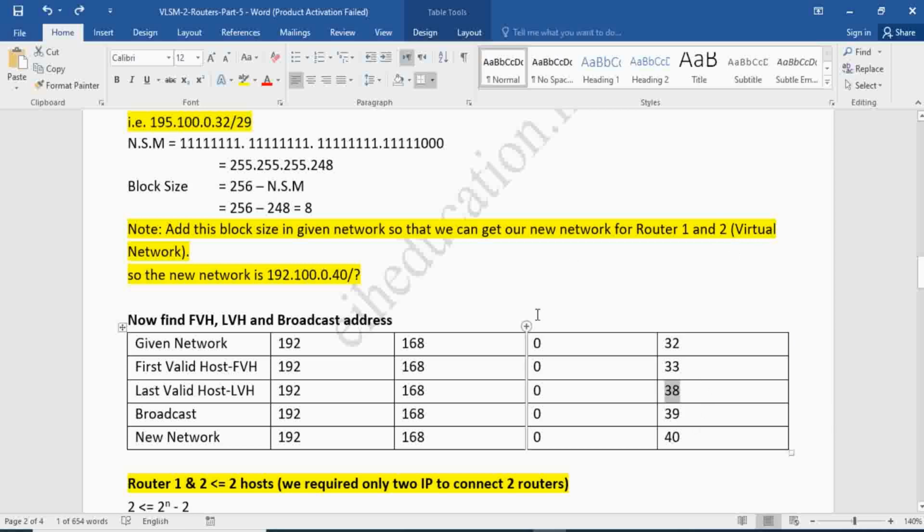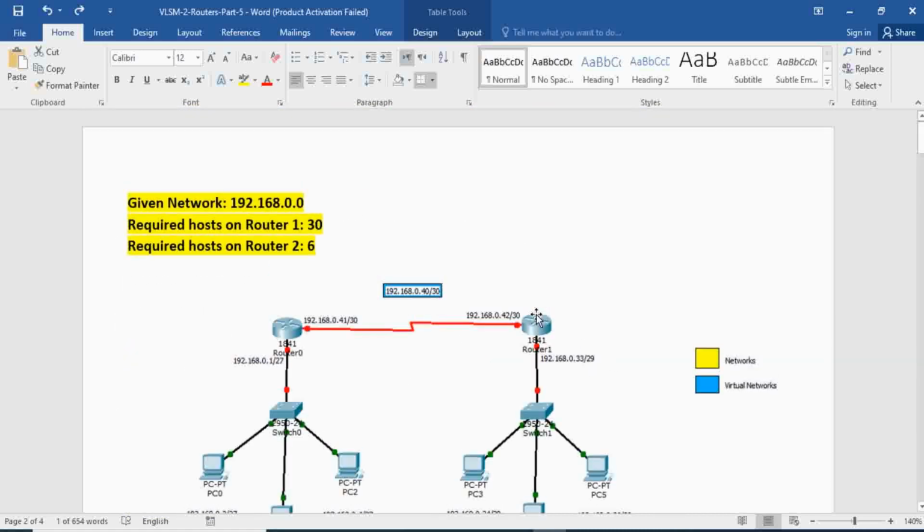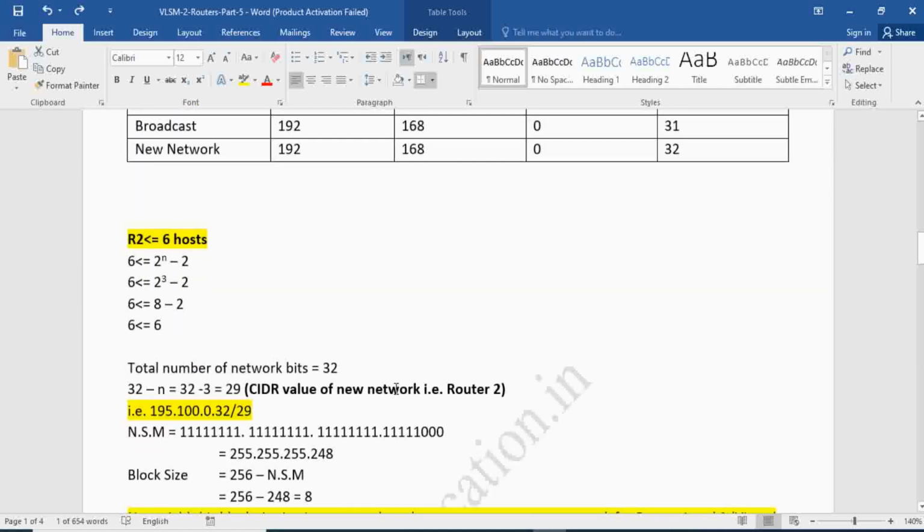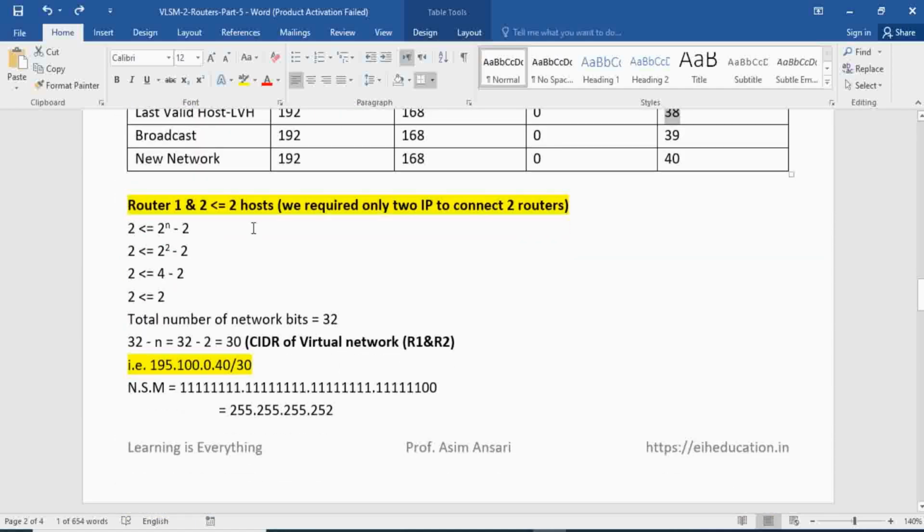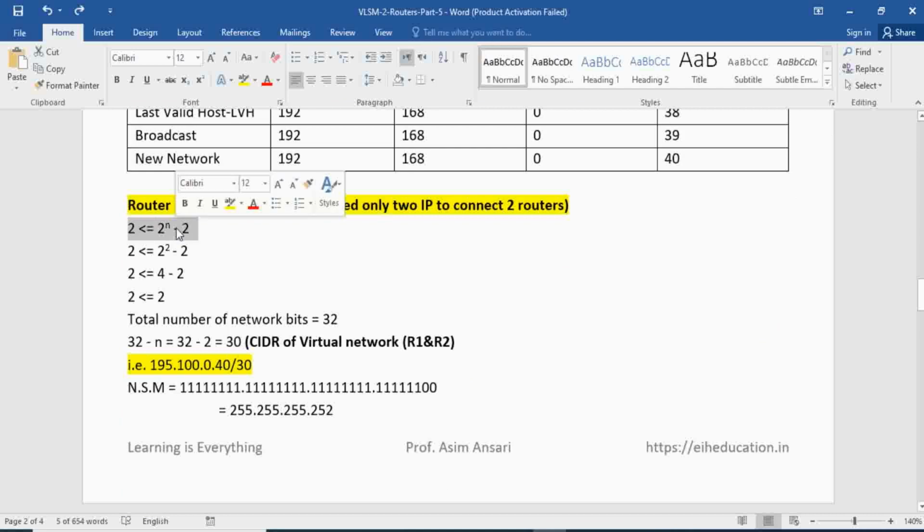Now it's time for a virtual network. For connecting 2 routers we require 2 hosts. So R1 and R2 equals 2 hosts. 2 is less than or equal to 2 raised to n minus 2. Here the n value will be 2. 2 power 2 gives us 4, then minus 2 becomes 2. So 2 is less than or equal to 2 power 2 minus 2, which is 4 minus 2, which is 2.